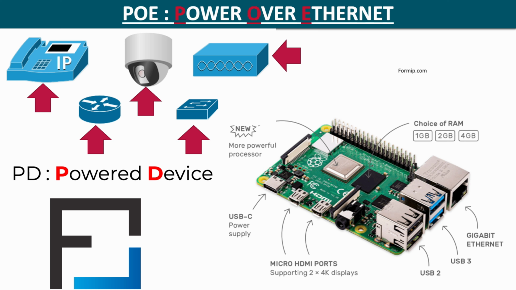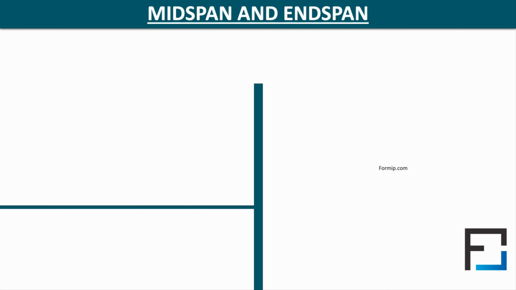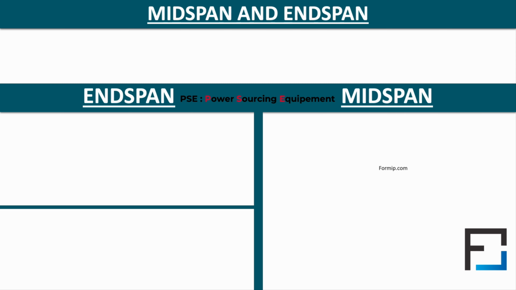We will now see how it is possible to power an Ethernet cable. A device that provides power over the cable is called power sourcing equipment. This term is found under the initials PSE. To provide power, there are two options: the end-span and the mid-span.